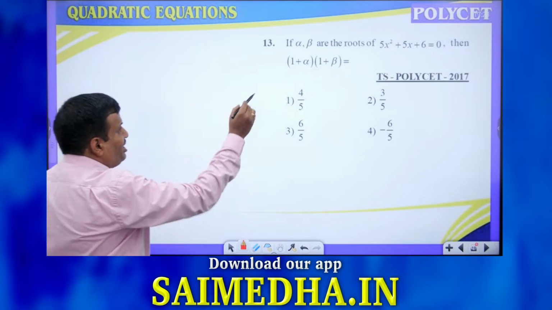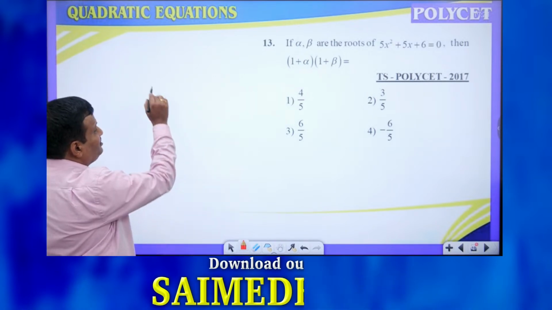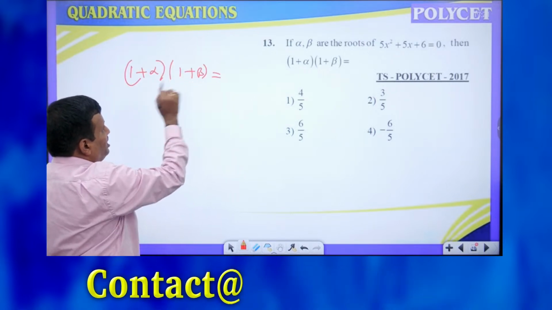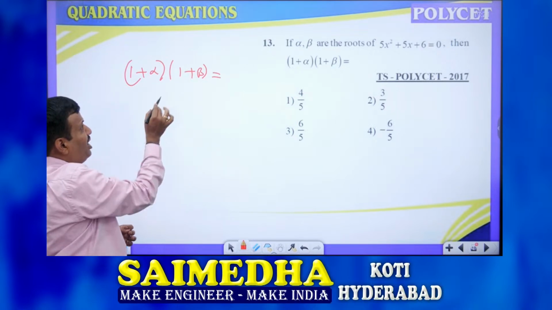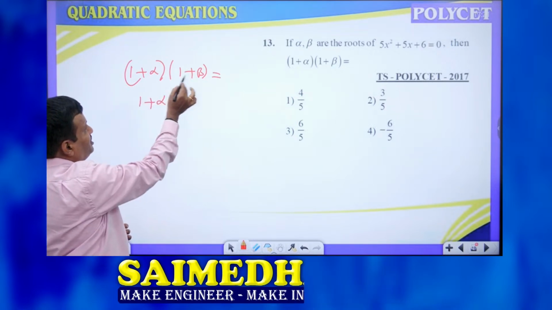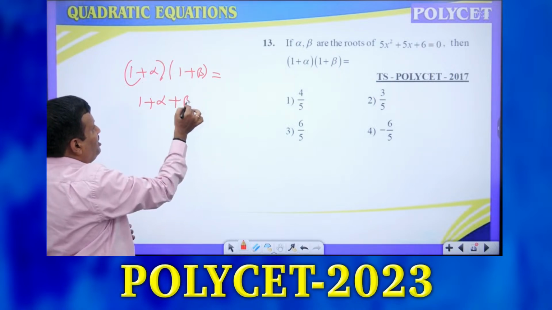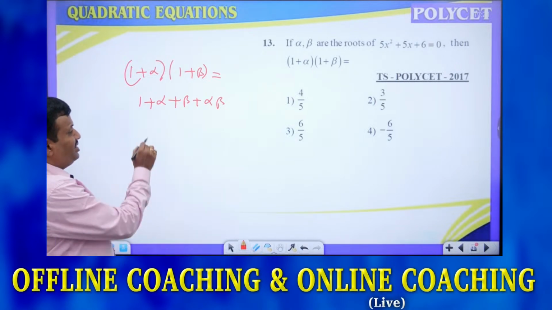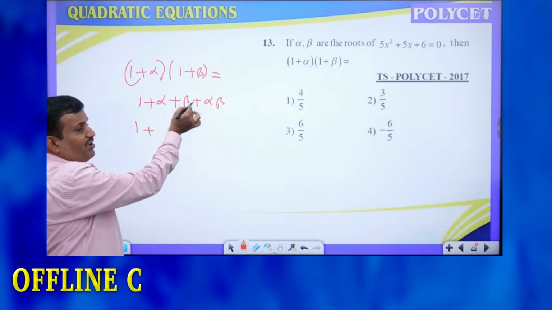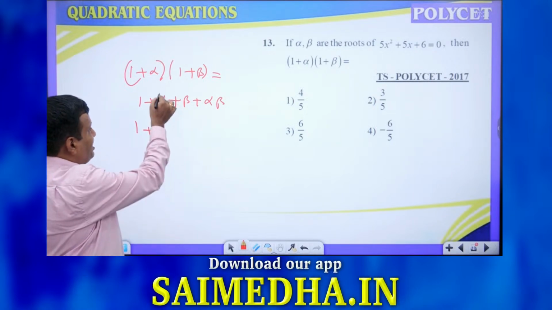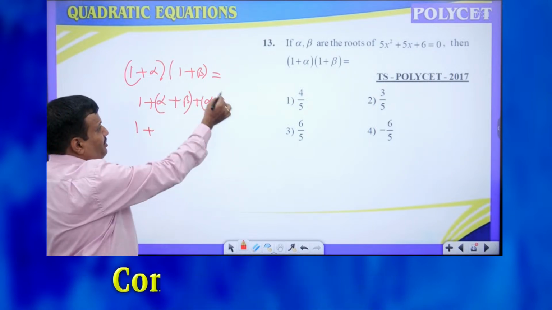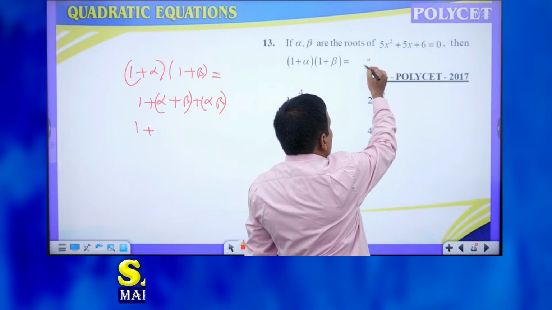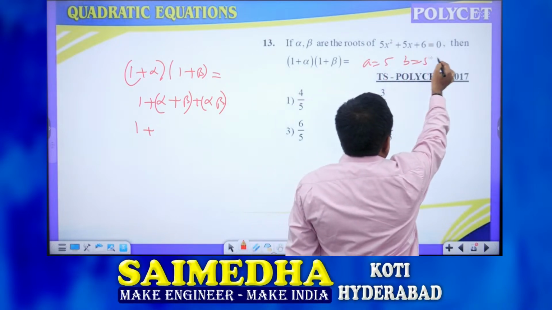Here alpha and beta are the roots of the equation, and 1 plus alpha into 1 plus beta is equal to, if we multiply, 1 plus alpha plus beta plus alpha beta, that is the multiplication of both the terms. Then what is the result we are getting? 1 plus, what is alpha plus beta? Alpha plus beta is the sum of the roots. Alpha into beta is the product of the roots. What is the sum of the roots here? A value is 5, b value is 5, c value is 6.